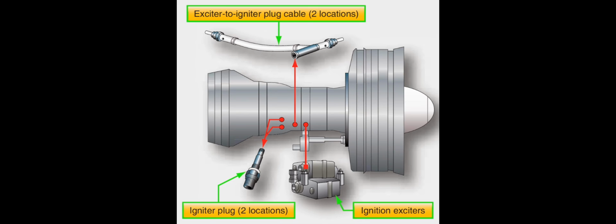What type of ignition system is used in most turbine engines? Capacitor. What is the function of the igniter plugs in a turbine engine? Provide a discharge gap for the current. Results in a high-intensity spark that ignites the fuel-air mixture.